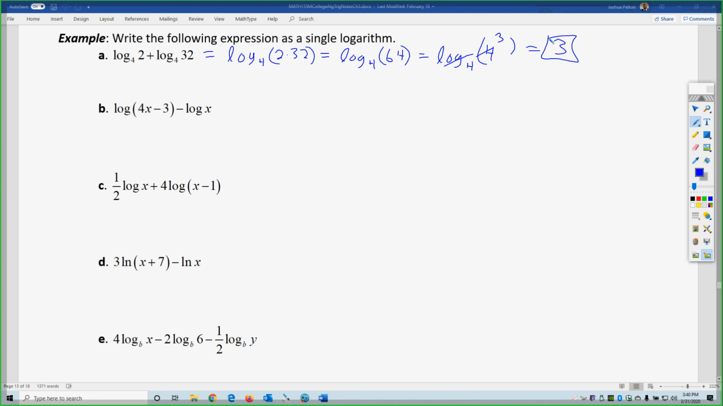Okay, so you have a subtraction here. So it's a quotient rule. Since it's both log base 10, that can happen. So 4x minus 3 over x. Remember, these don't have the same base. The properties don't apply. Okay, next problem.